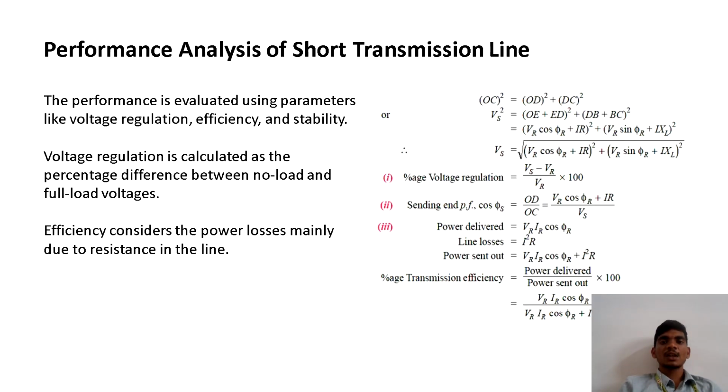Performance analysis of short transmission line. The performance is evaluated using parameters like voltage regulation, efficiency and stability. Voltage regulation is calculated as the percentage difference between no load and full load voltages. Efficiency considers the power losses mainly due to resistance in the line.